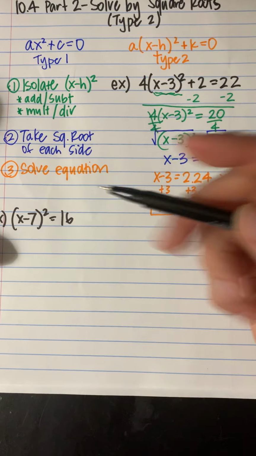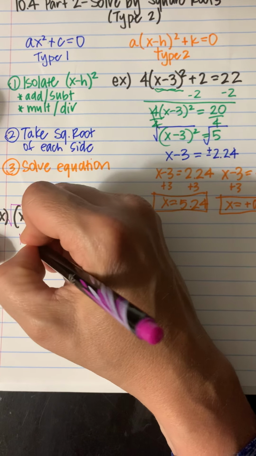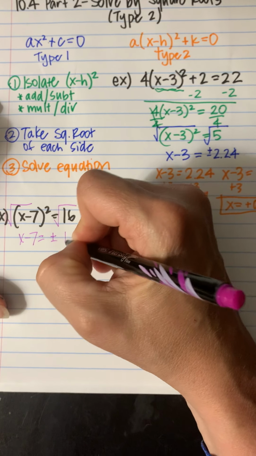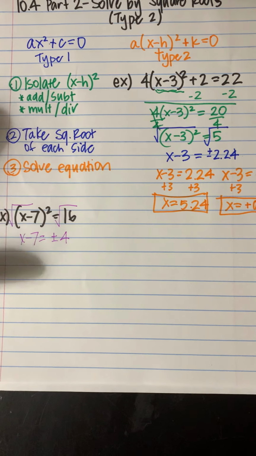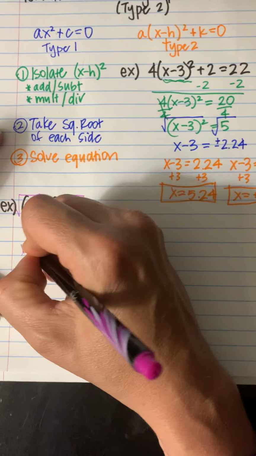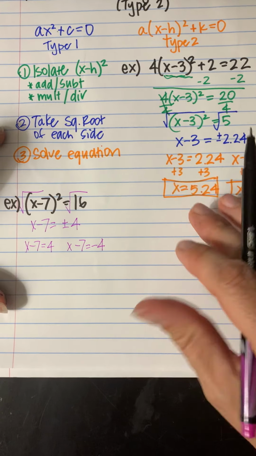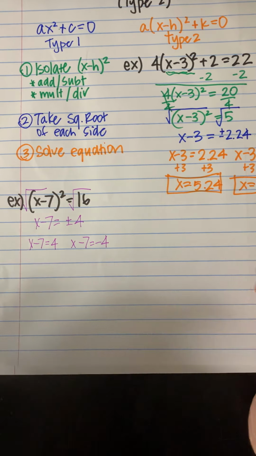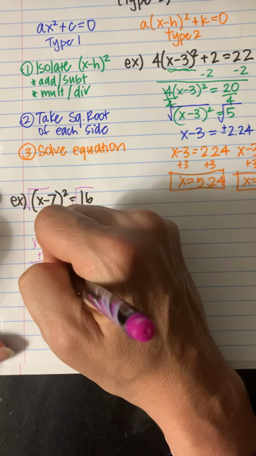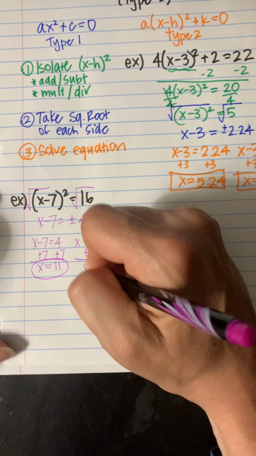So I'm ready to take the square root of each side. This will cancel, so I just have x minus 7. The square root of 16 is 4, but it's also a negative 4, so plus or minus 4. Now I'm ready to solve my 2 equations. x minus 7 can equal 4, and x minus 7 could also equal a negative 4. So x ends up being 11 as one of my answers, and 3 is my other answer.